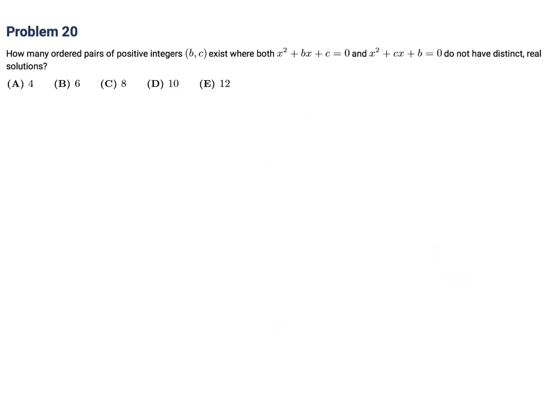So, problem number 20. How many ordered pairs of positive integers b, c exist where both x squared plus bx plus c equals 0 and x squared plus cx plus b equals 0 do not have distinct real solutions?